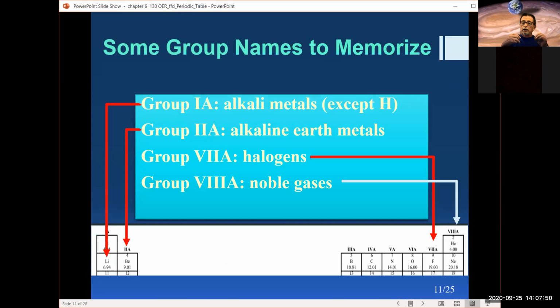Now, some of these groups have their own little special name, which I've highlighted here. The group 1A, with the exception of hydrogen, because it's not a metal, are called the alkali metals. And the group 2A are the alkaline earth metals. Now the group 7, where you got fluorine, bromine, chlorine, those have a special name too. Those are called halogens.